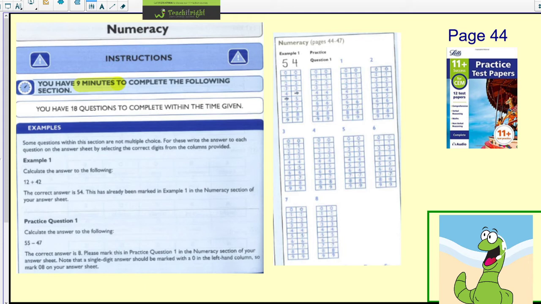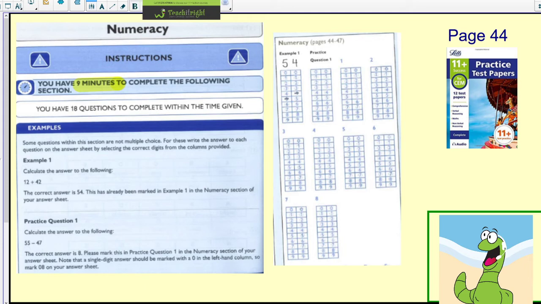Question on the... Here we are, nearly there. You have 9 minutes. Sorry, guys, it takes a little bit of finicking to find the exact stuff. Numeracy. There we go. You have 9 minutes to complete the following section.